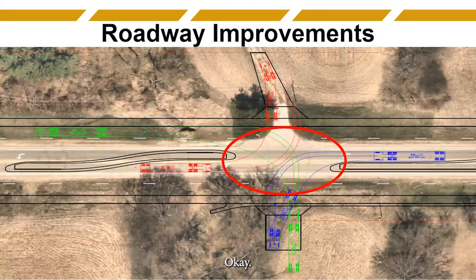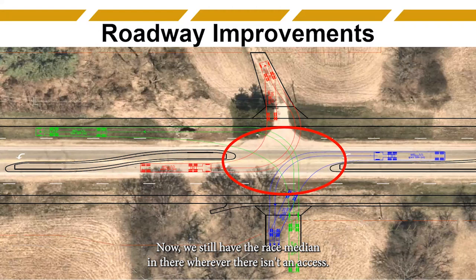Okay, so you can see here, originally we were talking raised median through here, it would be the full width the whole way. With these access breaks, we are allowing people to turn into field entrances, into residences, and we are able to accommodate a variety of different vehicles. Now, we still have the raised median in there wherever there isn't an access, so that does increase the safety by keeping that separation from people and the vertical barrier on this.